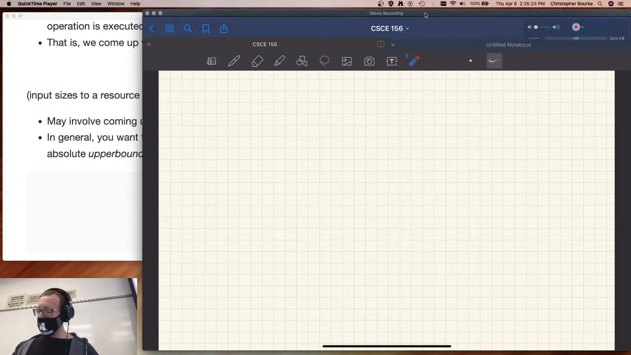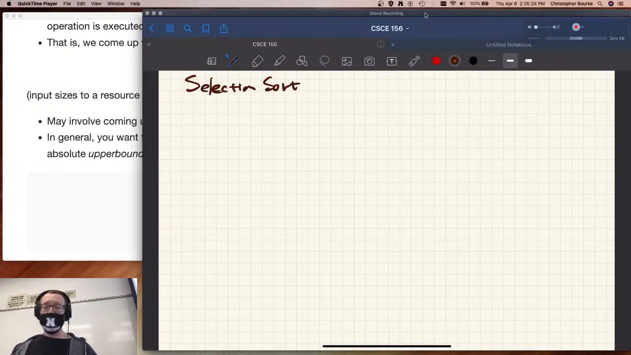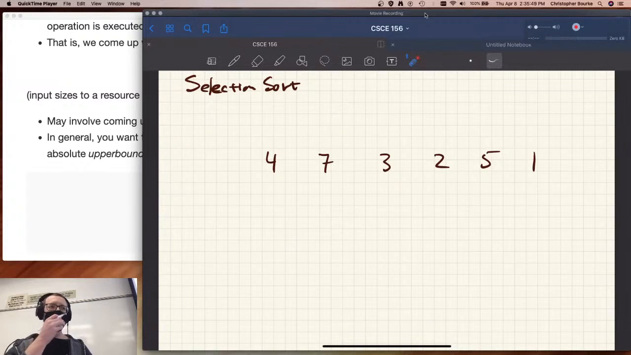Another example is something that you've seen before, selection sort. Now, you might not remember it exactly, but let's go ahead and go through a really quick example. 4, 7, 3, 2, 5, 1. Right? 1, 2, 3, 4, 5. Okay, I'm just missing 6. That's all right. Selection sort worked how? Remember, it goes through and selects the minimum element.